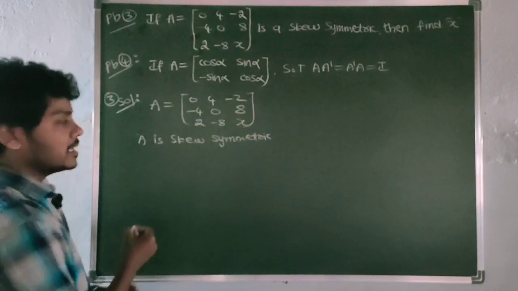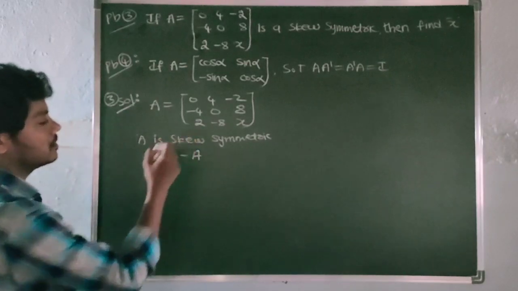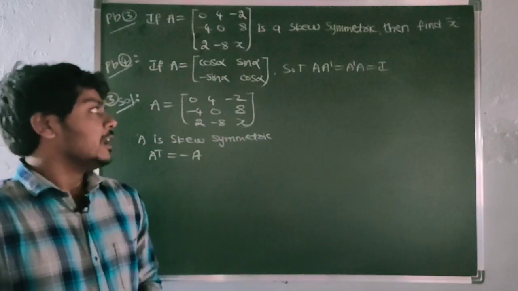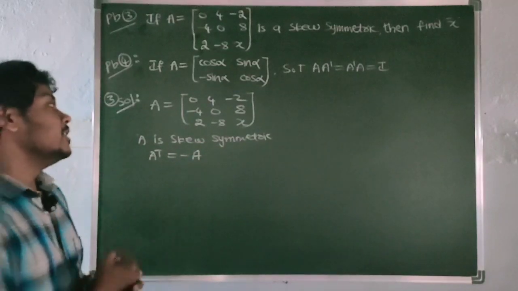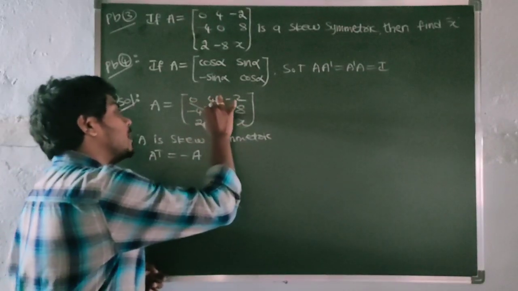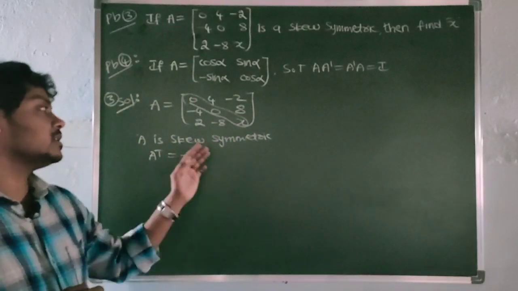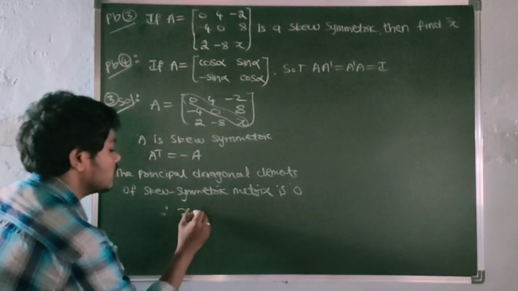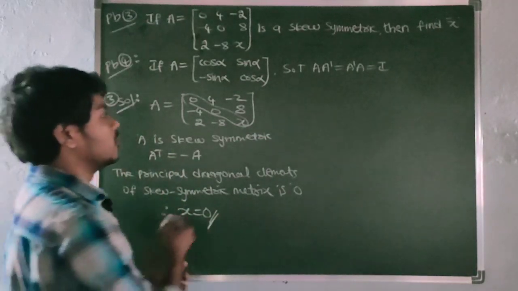So it means A transpose is equal to minus A. So this is the definition of a skew symmetric matrix. And one more condition in skew symmetric: the principal diagonal elements are always 0 in a skew symmetric matrix. That is, X is 0. Okay. Now see the fourth solution.